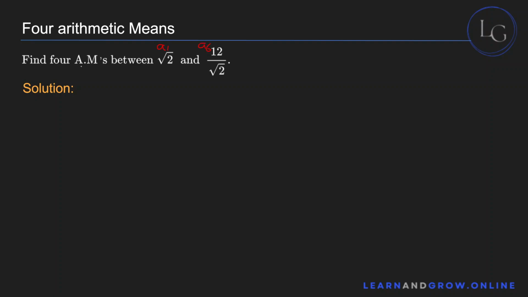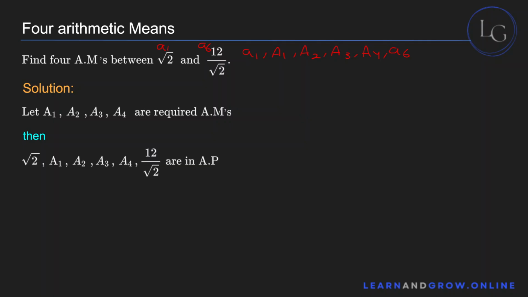So if we need to find four arithmetic means, this will become a1, and the first arithmetic mean will be capital A1, the second will be capital A2, then A3 and A4. We have to find these four terms, and after that we get a6, which is 12 over √2. The common difference between all of these is obviously the same. So now we have to find A1, A2, A3, and A4.